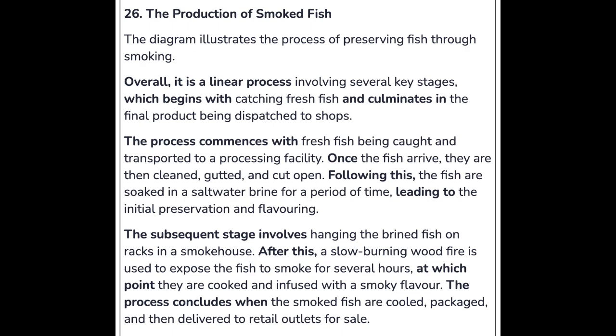The process commences with fresh fish being caught and transported to a processing facility. Once the fish arrive, they are then cleaned, gutted, and cut open. Following this, the fish are soaked in a saltwater brine for a period of time, leading to the initial preservation and flavoring. The subsequent stage involves hanging the brined fish on racks in a smokehouse.